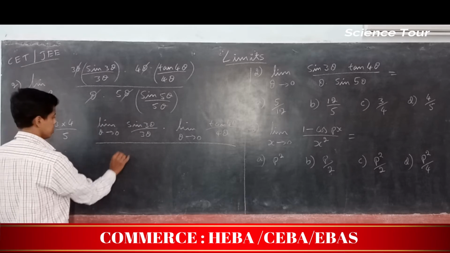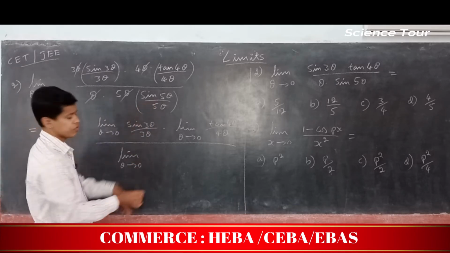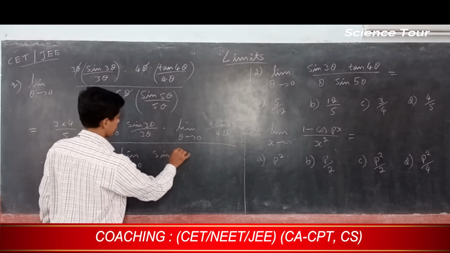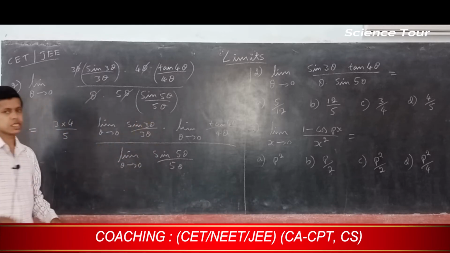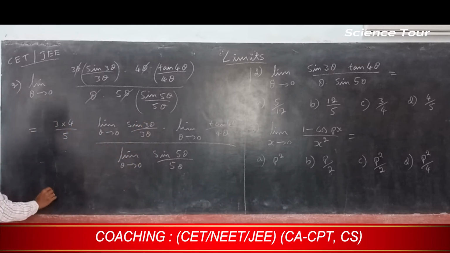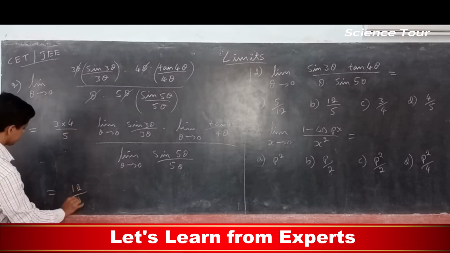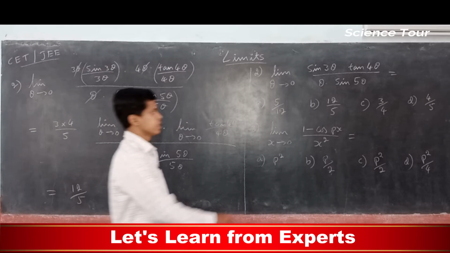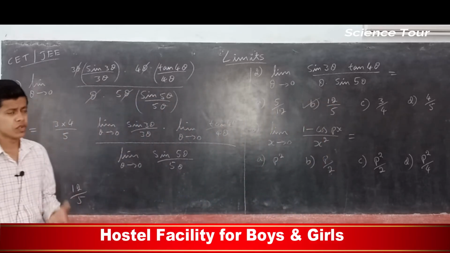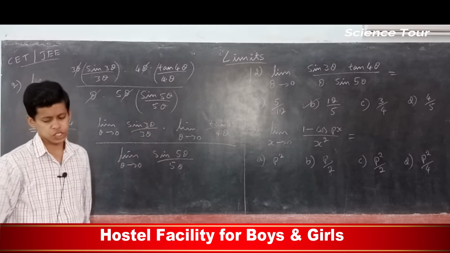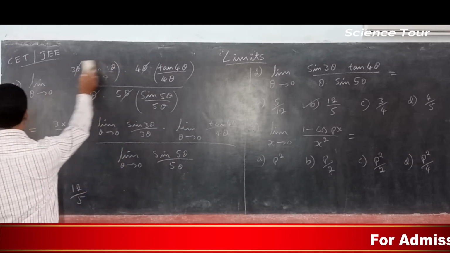Divided by limit theta tends to 0 sine 5 theta divided by 5 theta. So, all these three things are equal to 1, and hence what finally remains is 3 into 4 divided by 5. So, 12 by 5 is the answer of the second question. That was a very simple question. Once again, the manipulation of the given expression.